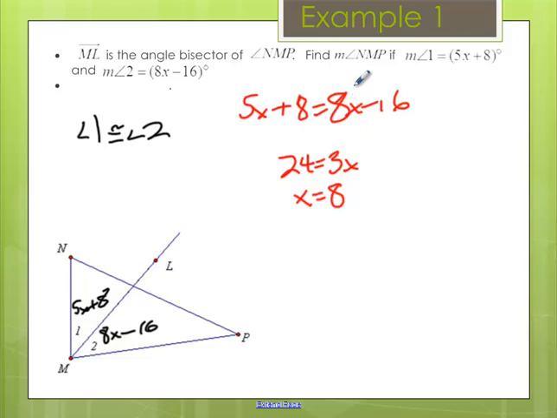Now, just like we've done all year, reread the question. Find angle NMP, which is the entire thing. So I need to find one or both of these. When I plug in 8, 5 times 8 is 40, that's 48. 8 times 8 is 64 minus 16 should also be 48 because we did set them equal. When I add 48 to 48, the measure of angle NMP is equal to 96 degrees.